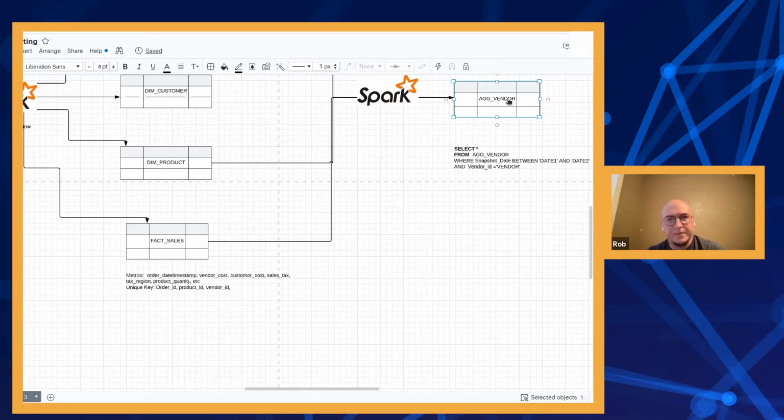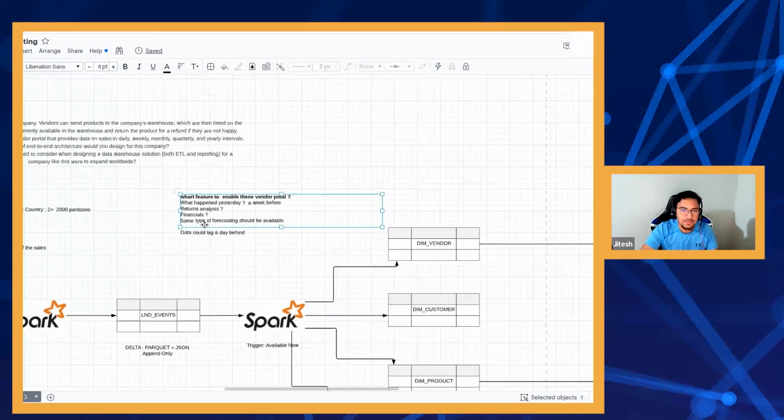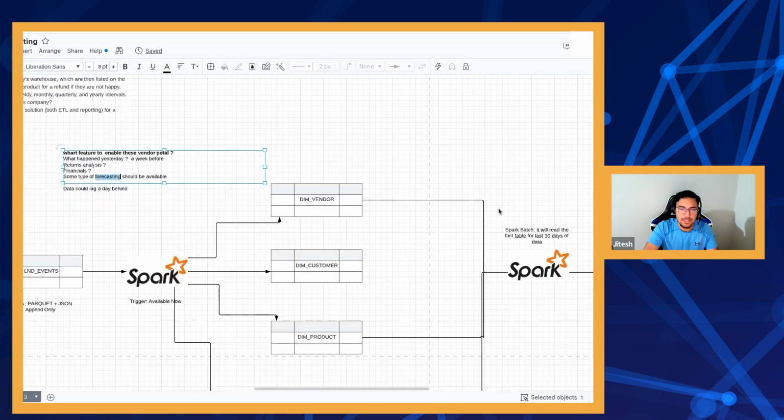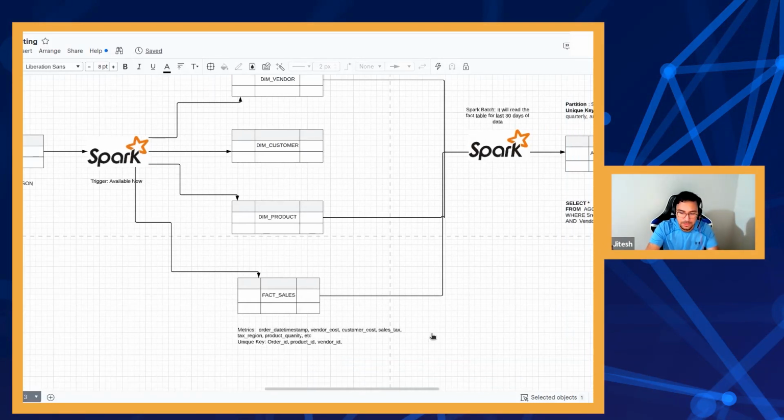Go ahead. Can you go over that one more time? What would the model do? The machine learning model? What would we be predicting? We said we wanted some type of forecasting to be available. Oh, right, of course. So forecasting, I was saying you can have a statistical model, but you can also have a machine learning model.